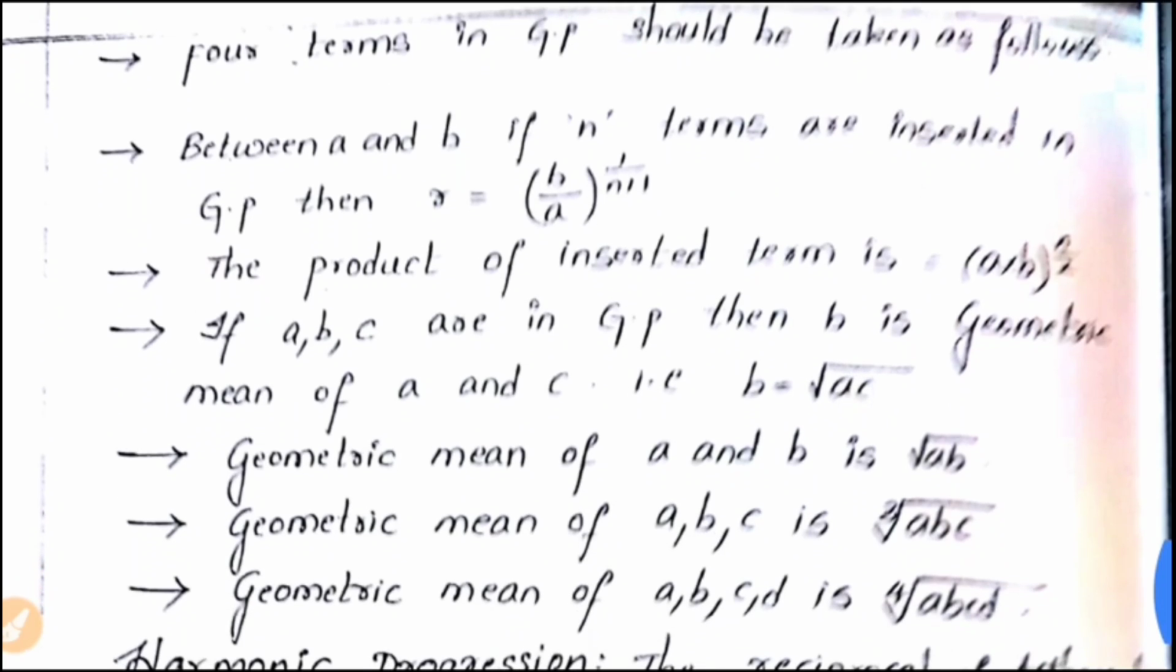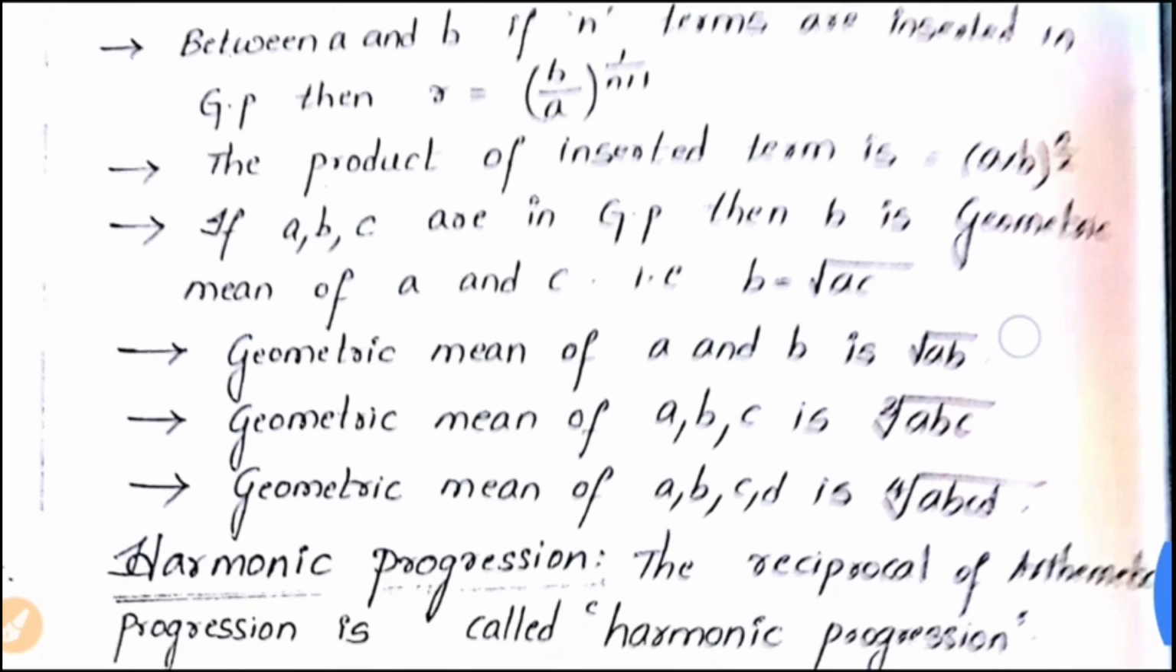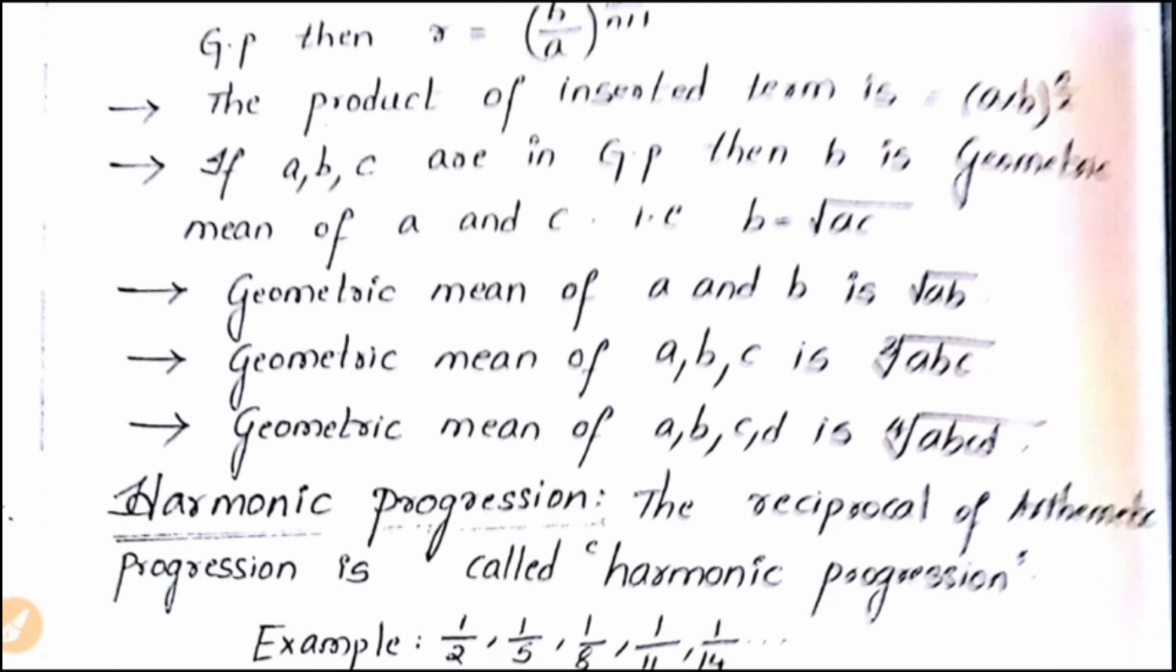If A, B, C are in GP, then B is the geometrical mean of A and C, so B is equal to root AC. If 3 terms are in GP, then the middle one is called the geometrical mean, that B is equal to root AC. Geometrical mean of A and B, only 2 terms, is root AB. Geometrical mean of 3 elements A, B, C is the cube root of A, B, C. If 4 terms A, B, C, D, then the geometrical mean is the 4th root of A, B, C, D. 5 terms, the 5th root of A, B, C, D, like that.